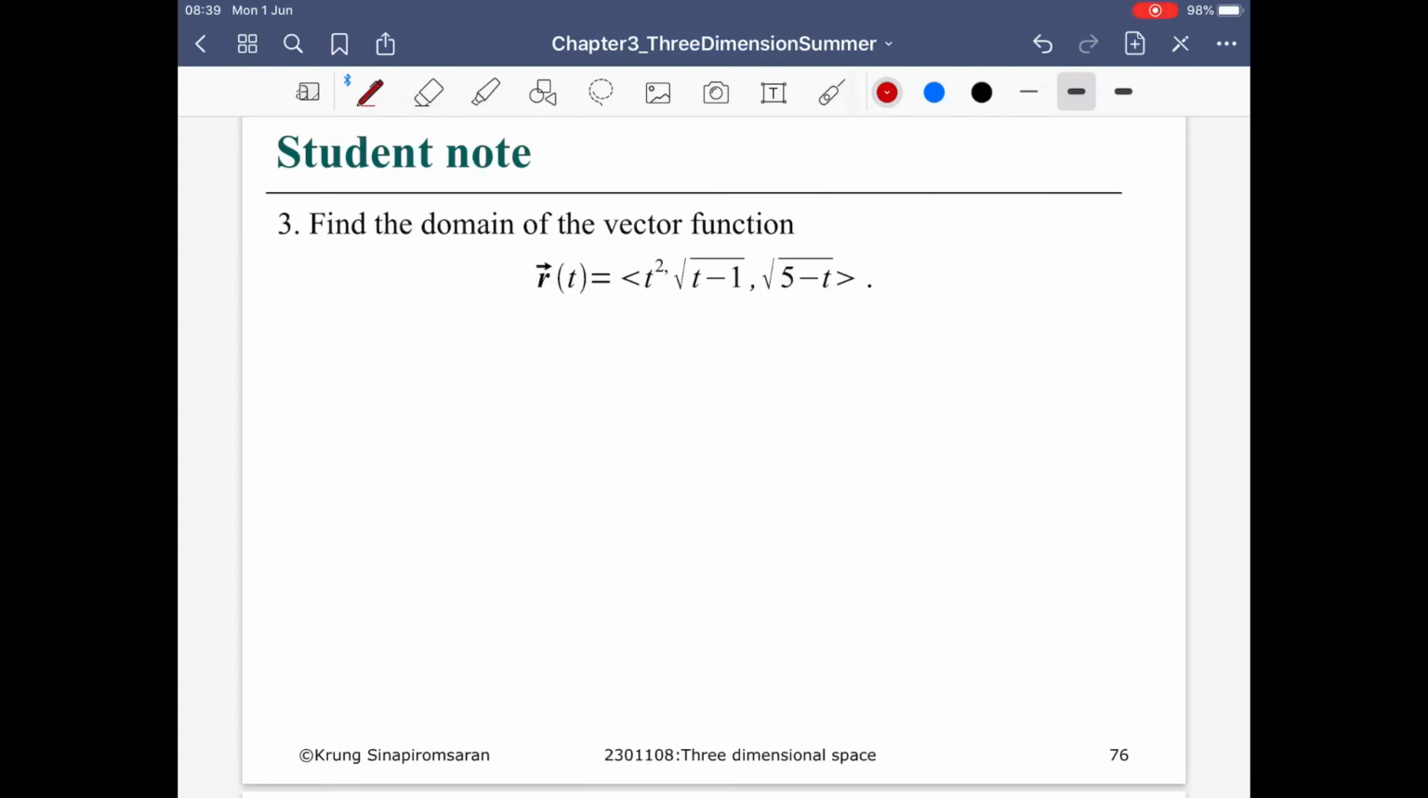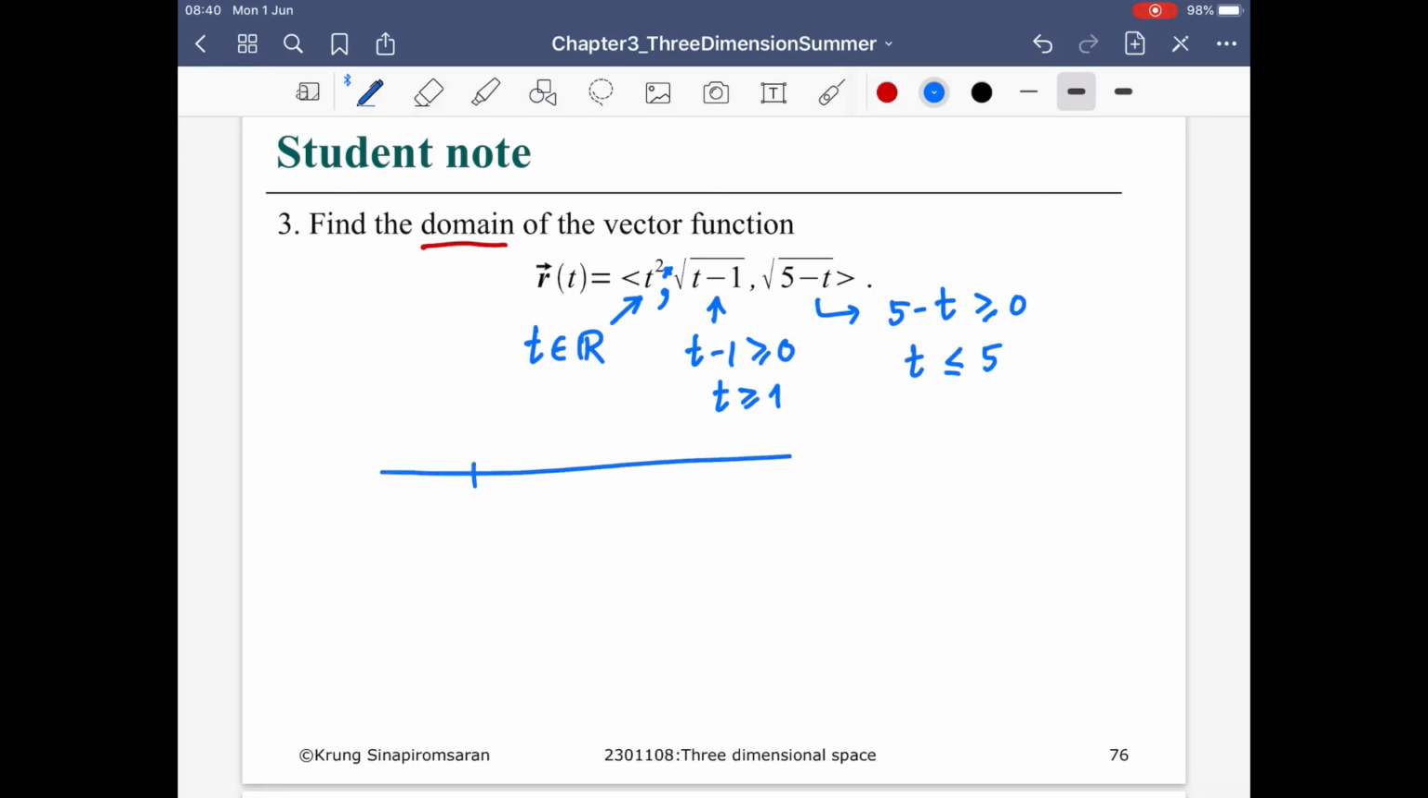For example, if you look at this problem again, you are going to find the domain. So do we have any condition on t squared? So your t can be any real number. How about this one? Your t minus 1 must be non-negative. So your t must be greater than or equal to 1. And at the same time, your 5 minus t must be non-negative. So your t will be less than or equal to 5.